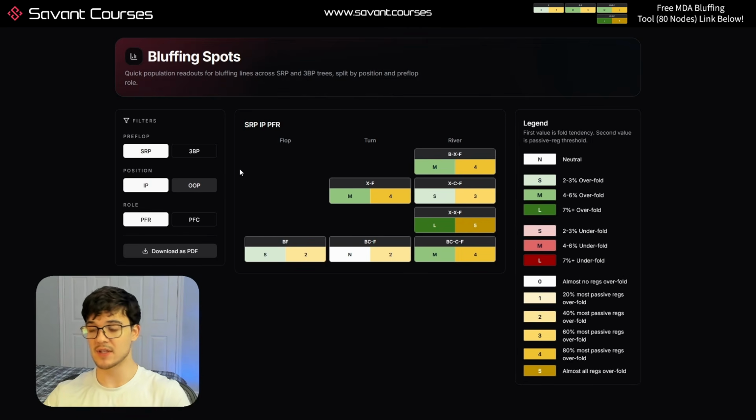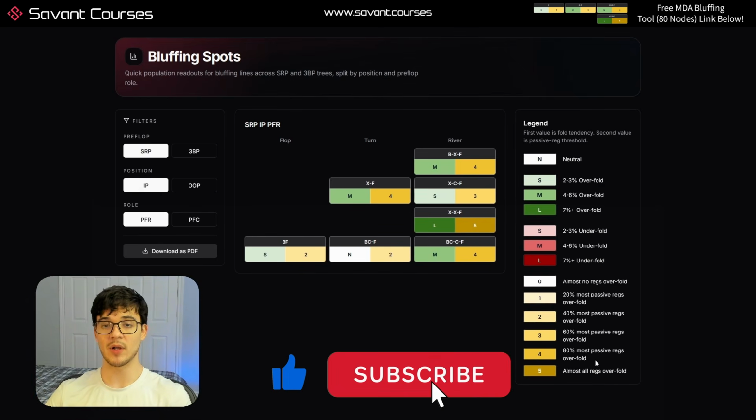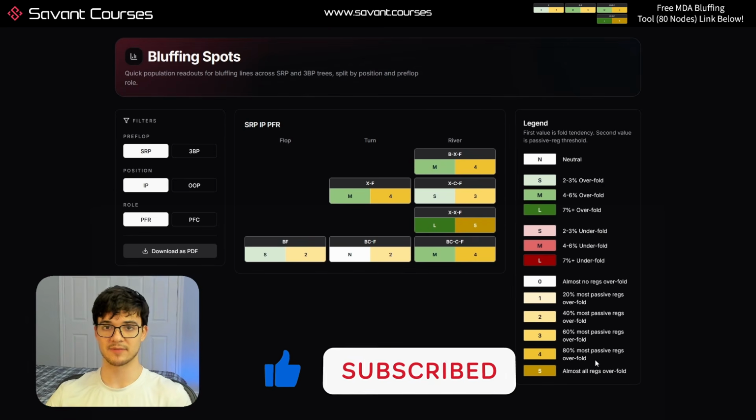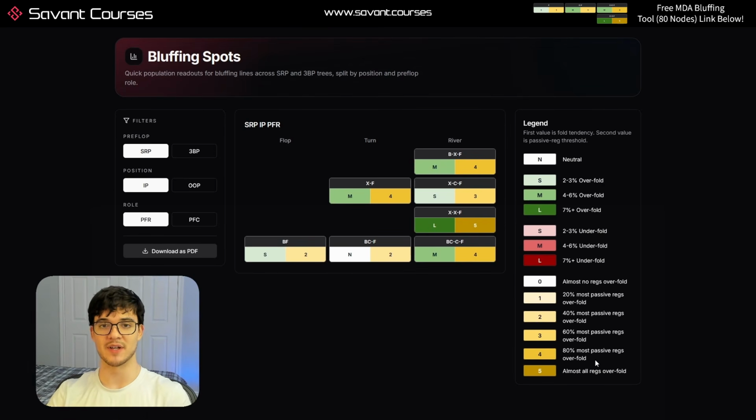So for instance, as the single raised pot in-position preflop raiser, there is a medium overfold in bet, check, fold, and according to this information over here, 80% of the most passive regs are going to overfold. So only around 20% of regs are going to overcall. I try to make this tool as easy and simple to use, while also keeping it highly effective. This will absolutely aid you in your study, as well as in your exploitative mastery of the game.